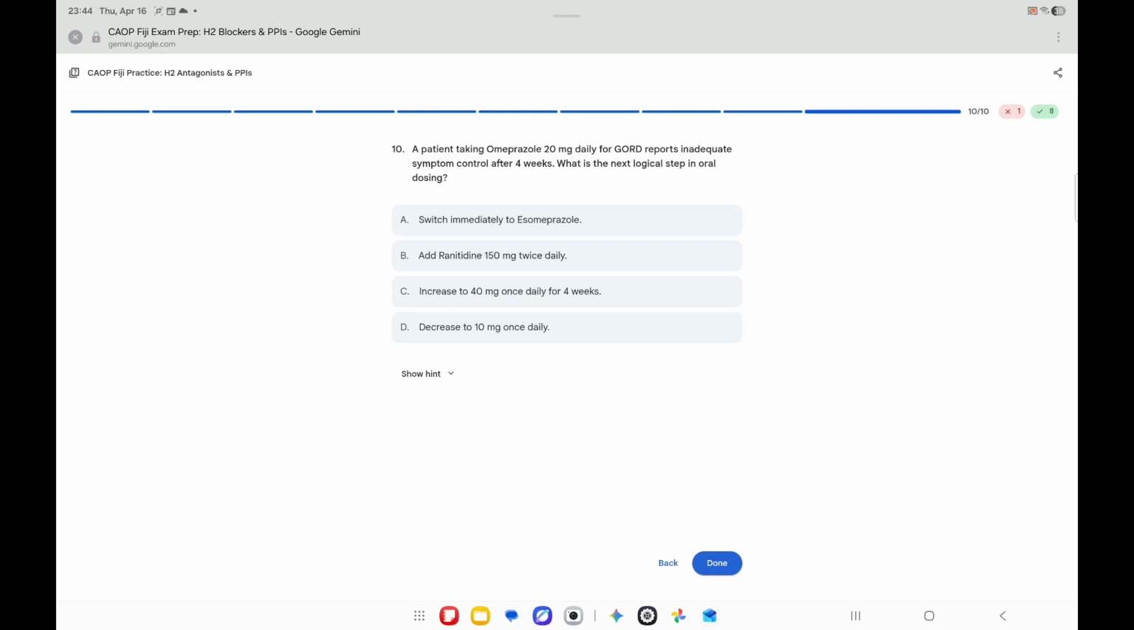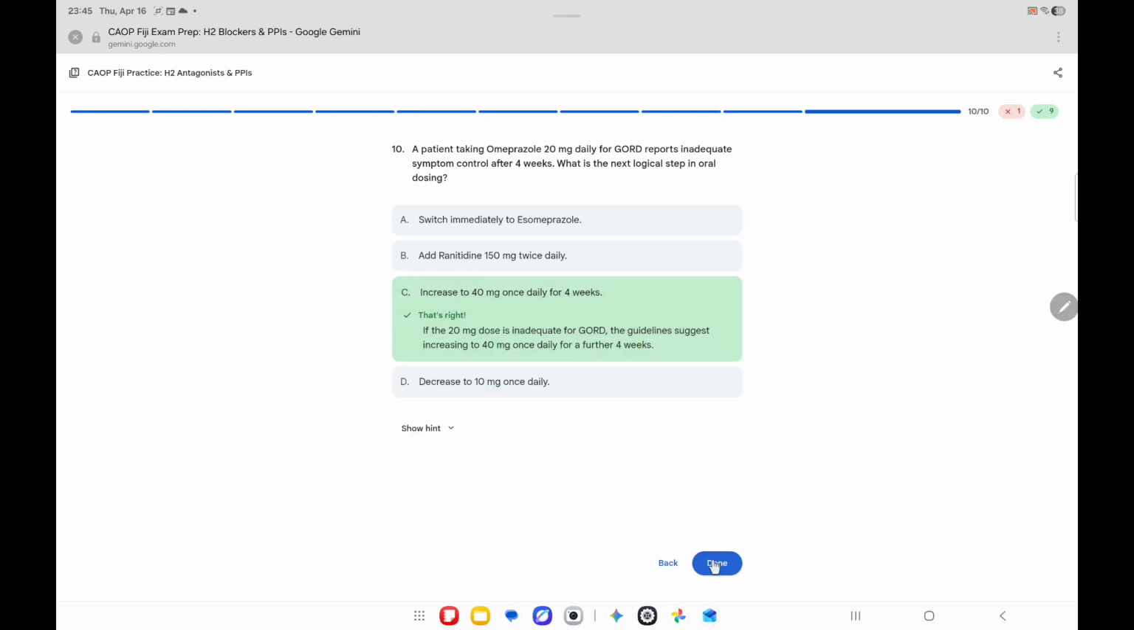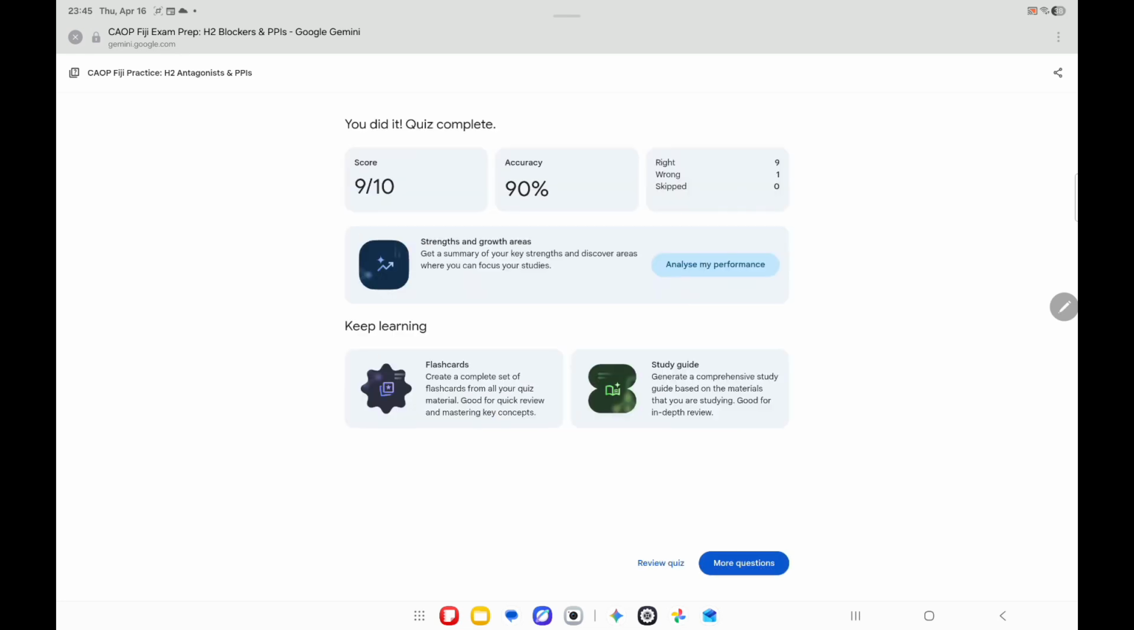We have to get the therapy to that point where we can achieve optimum effect by increasing the dose. So I would recommend to go for 40 milligram for 4 weeks. It is correct. We have to increase the dose to 40 milligram daily.